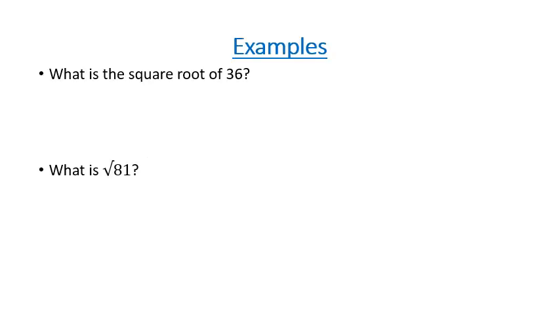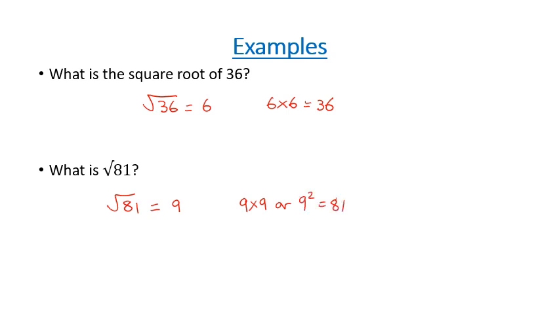Okay, here are some example questions. The first question says, what is the square root of 36? Well, the square root of 36 is actually 6 because we know that 6 times 6 is equal to 36. The second question says, what is the square root of 81? Remember, that's the square root sign. So the square root of 81 is actually 9 because 9 times 9, or written as 9 squared, is equal to 81.